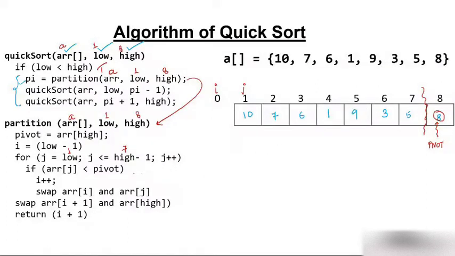Fine. Okay, let me start and explain everything. What I'll do is, low is 1. Yes, 1 is less than 7. I'll check, is array 1 less than pivot? Array 1 is 10. 10 is not less than pivot. So since 10 is not less than pivot, I'll not execute these two statements, because these two statements are an if statement. I'll not execute these two statements.